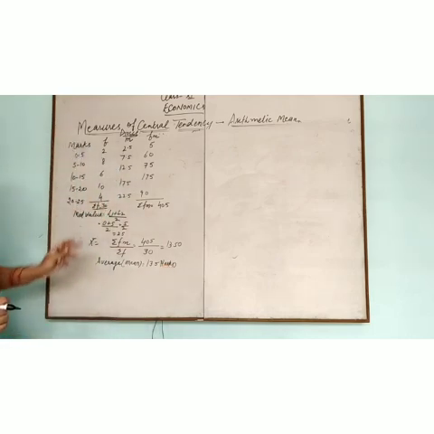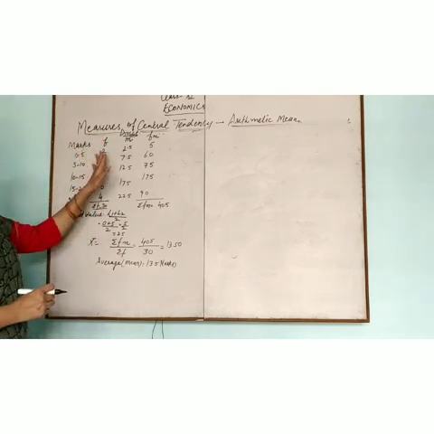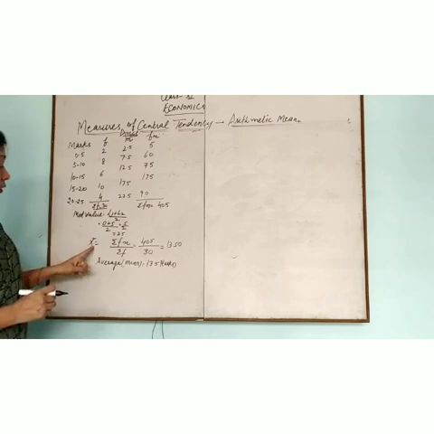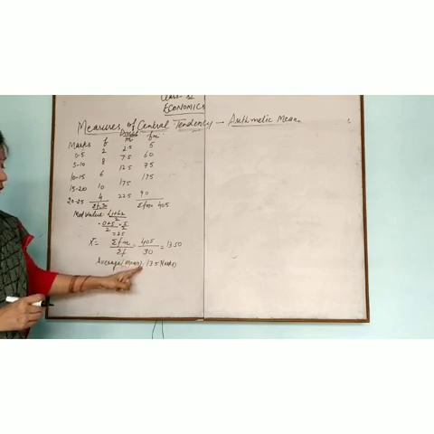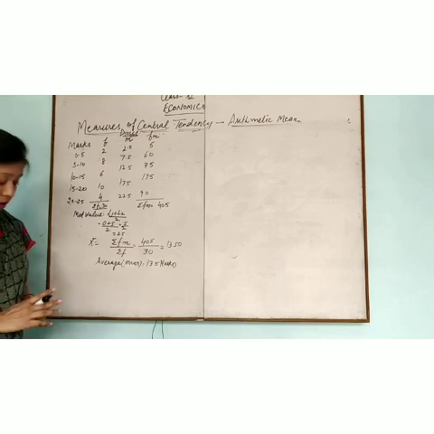Here is how we can calculate using the direct method. First of all, we will calculate the mid value, then we will multiply f and m, and we are using the formula x bar is equal to summation of fm by f. Divide both the values, and this value is our arithmetic mean.